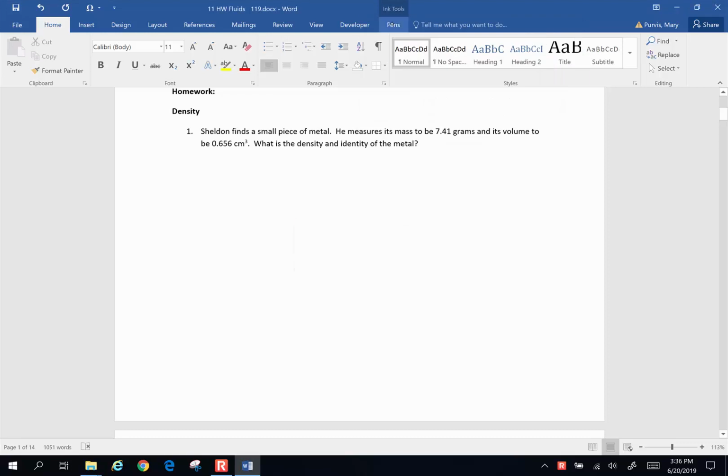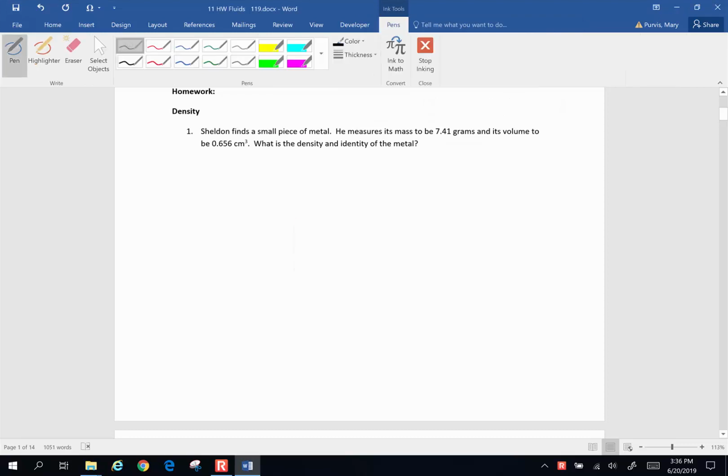Hi folks, we're going to do some problems from chapter 11 on fluids, density, and pressure. Here goes. Sheldon finds a small piece of metal. He measures its mass to be 7.41 grams and its volume to be 0.656 cubic centimeters. What is the density of the metal?